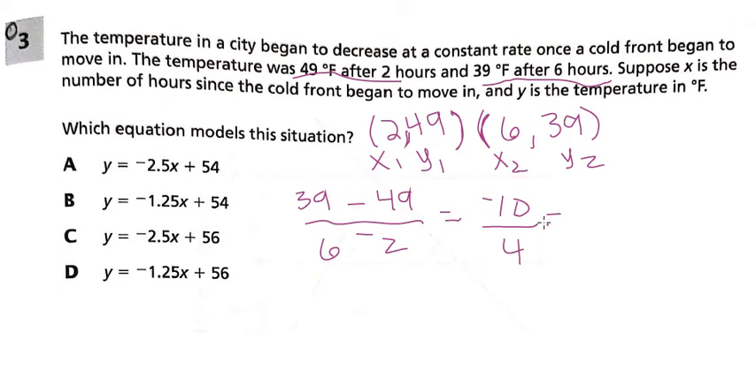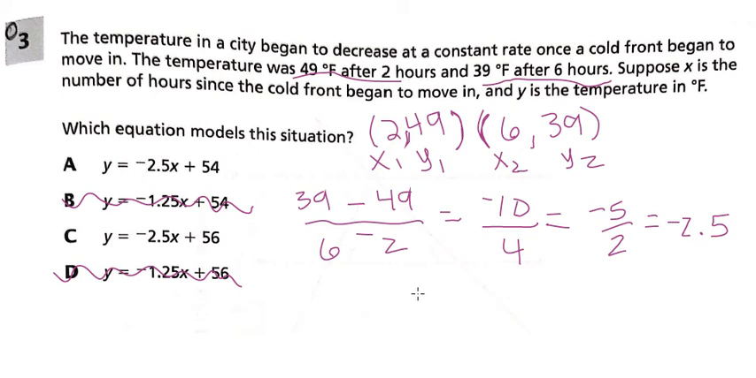Well, each of these is divisible by 2. So that's going to turn into negative 5 over 2. So I'm at negative 5 over 2, so that is negative 2.5. So that is going to be my slope. So I go to my options here. Can't be that one because I know that my slope is attached to my x there. And so it's one of these two here.